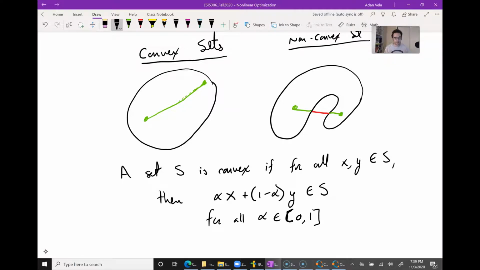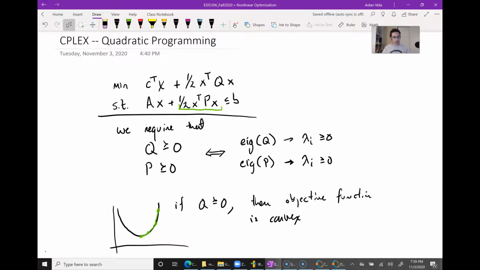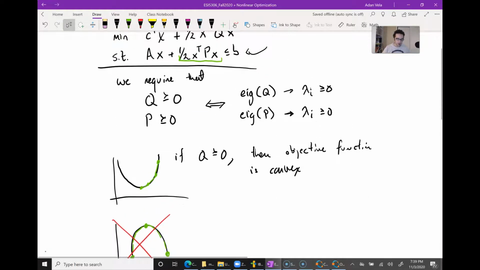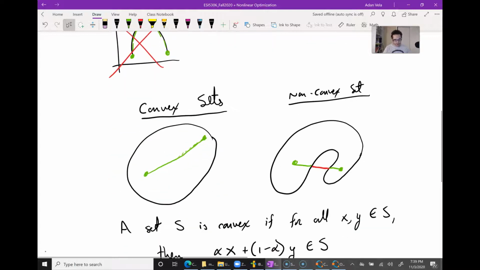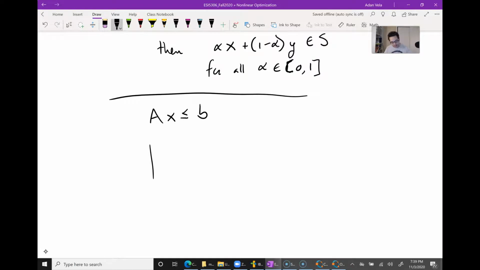Okay, so what does this have to do with positive semi-definite matrices when we have a quadratic constraint here? Well, the reason is, if we look at this constraint, we can actually build this up. So let's say when we just had Ax less than or equal to b. What did these constraints look like typically? Well, they were polyhedra. It could be an n-dimensional shape. It doesn't really matter, right?